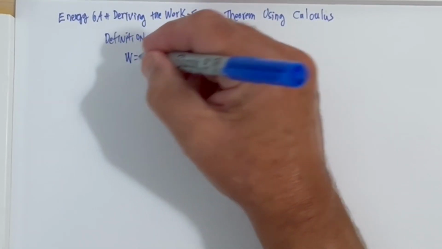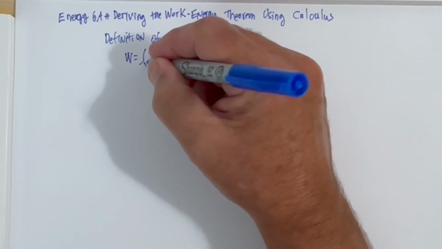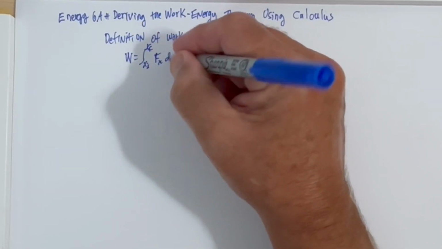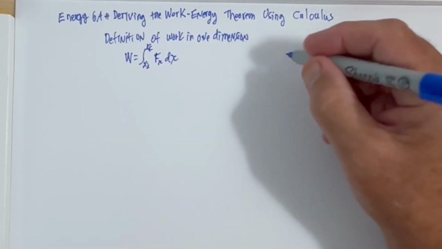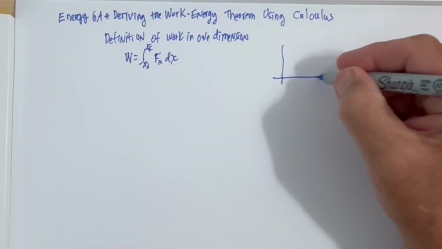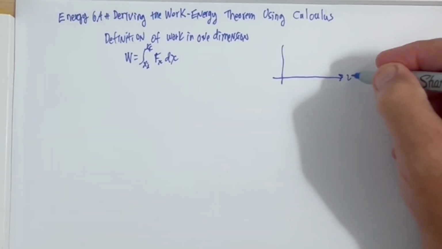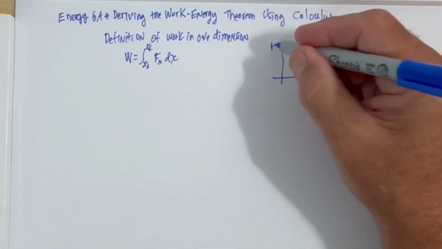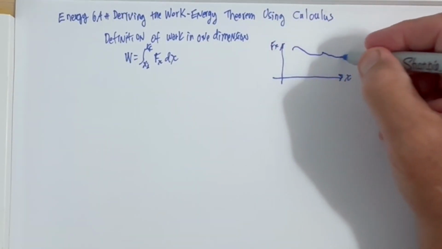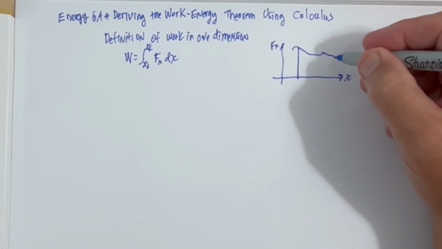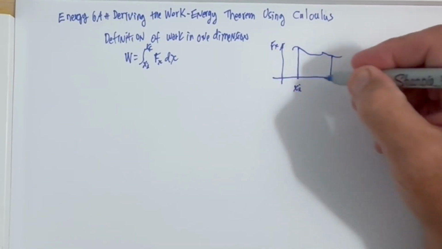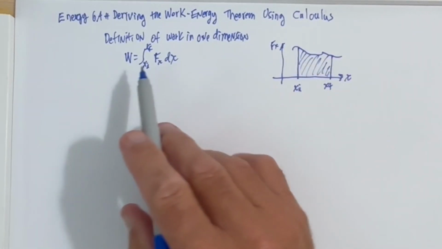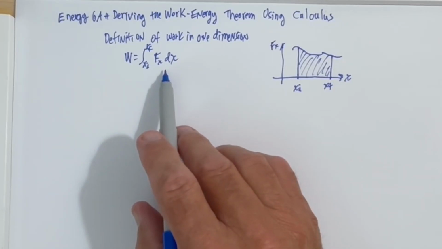So we know that the work is equal to the integral from the initial position to the final position of the force in the x direction. So this is just in the x direction. It's the one-dimensional definition of work. So there's our x-axis, and then the y-axis is the force in the x direction. And so whatever that curve might be, this is x initial to x final. So it's the area underneath that curve. Just by the definition of the integral, that's what that is.